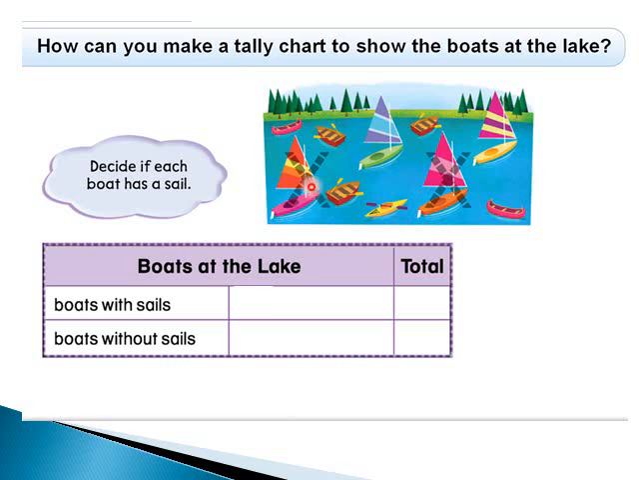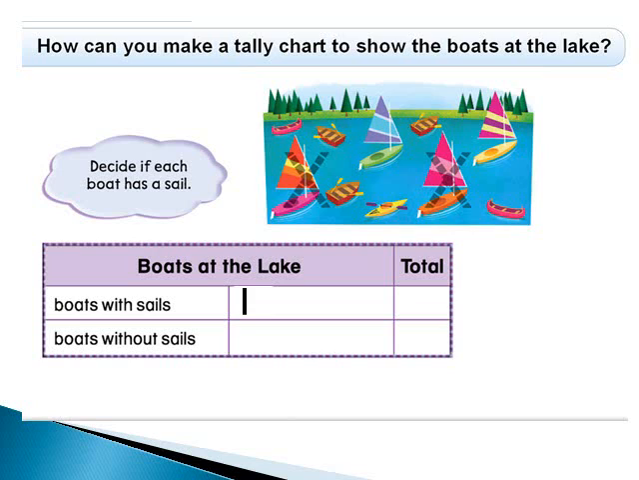Some boats have sails. This is the sail. And some boats, these small boats, don't have sails. I want to know how many boats have sails and how many boats don't have sails. Okay, let's start with boats with sails. For each boat, I will put 1 tally mark. So let's start. This boat has a sail, so I will put 1 tally mark.